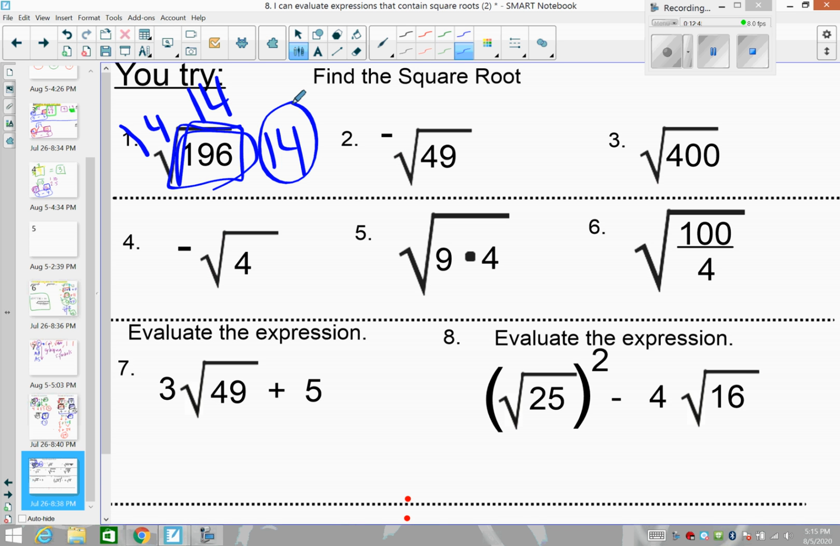All right, number 2. Square root of 49. I can see that there's an opposite sitting out here. We'll deal with that in a minute, but the square root of 49 is 7. But now we take the opposite of that, which results in negative 7.